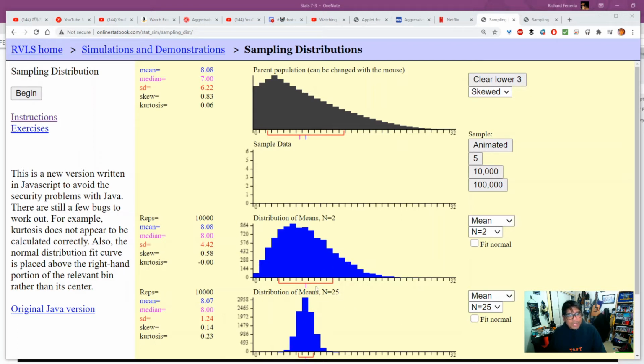Now when we get to a sample size of 25, the mean is still right on there at 8.07, which is close enough to 8.08. But our shape here is so much better. Look at that. That is a very narrow normal distribution. And look at the dramatic effect that was made on the standard deviation. We went from a population standard deviation of 6.22 to a sampling standard deviation of 1.24. So those are much better numbers to work with.